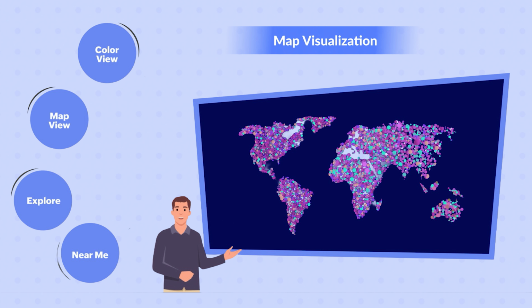With RouteIQ, you don't just plan routes, you visualize your entire CRM world. Map-based visualization transforms the way you plan visits and manage prospects. Let's explore the key map visualization tools that make this possible. We have Color View, Map View, Explore, and Near Me feature.